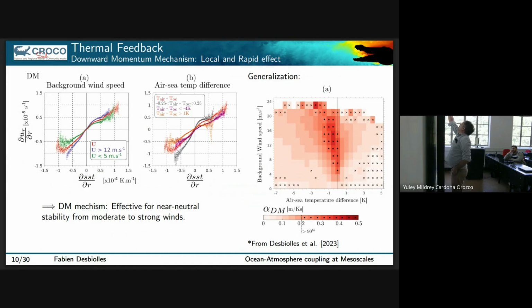well, the cross means that it is not statistically significant, okay? But everywhere, the color means that the DMM, so the downward momentum mixing, is acting everywhere, with all types of condition, but more pronounced for a slightly stable condition, well, neutral condition, and for higher wind speed.